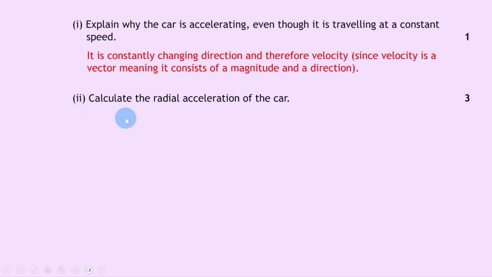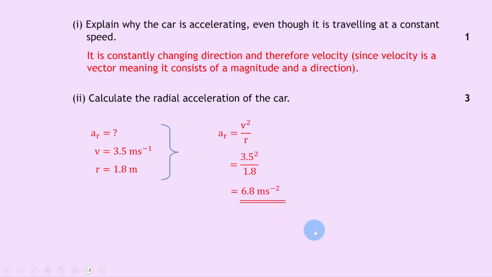A part 2 says calculate the radial acceleration of the car, and this is worth 3 marks. Well, writing down what we know from the question, we're trying to find the radial acceleration. We know that the linear speed v is 3.5 meters per second and the radius r of the circular track is 1.8 meters. Writing down our equation for radial acceleration or centripetal acceleration, we have a_r equals v squared over r. Substituting in the numbers gives 3.5 squared divided by 1.8, and if you put that into your calculator you should get an answer of 6.8 meters per second squared.